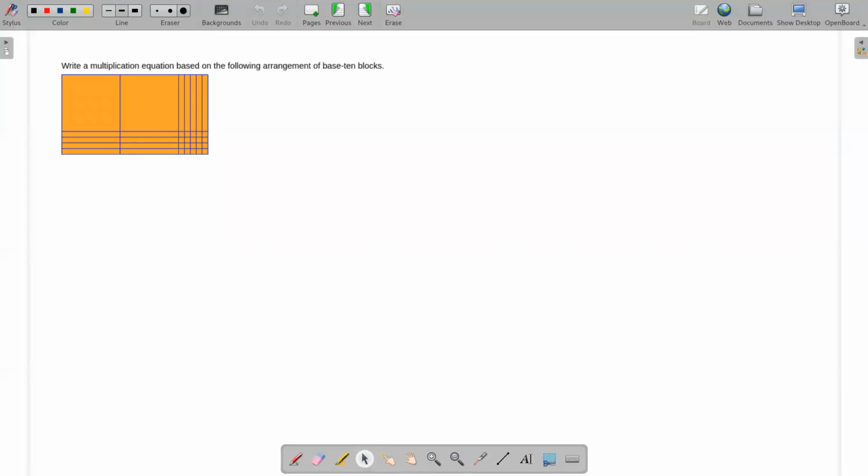All right, so what multiplication is this? When I think about multiplication, I think about base times height of an area. So I want to figure out what is the base here, what is the height, and then what's the area.